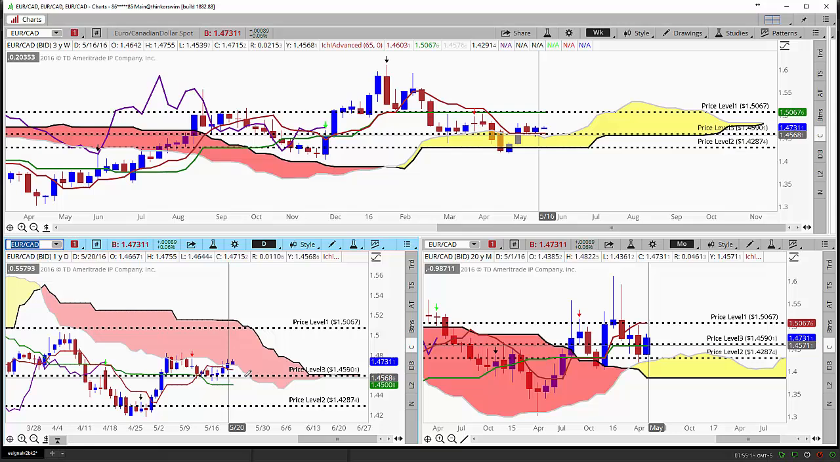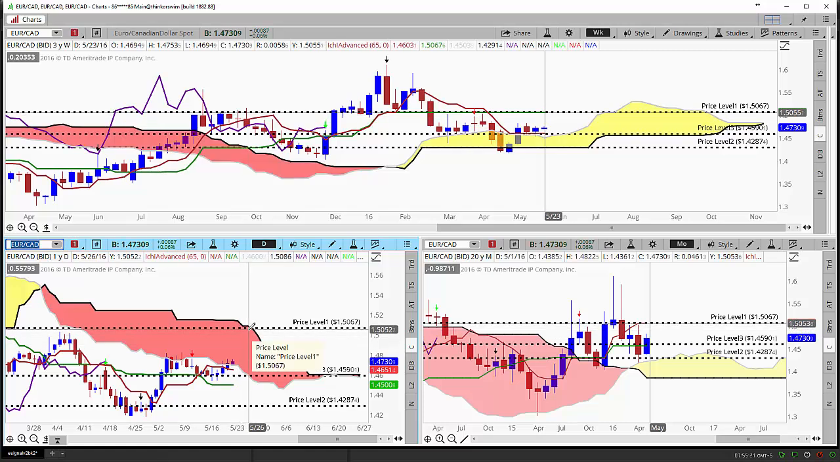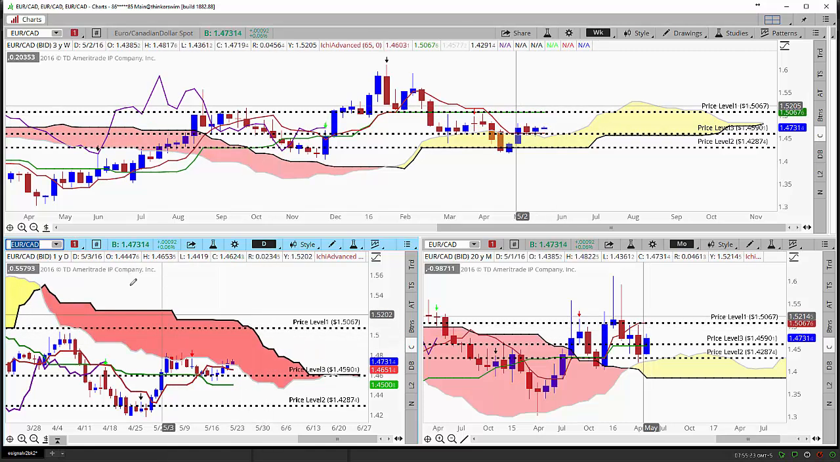And you could see the same thing here, because price now is closing the cloud here. So it looks like it's going to try to sit there and possibly go through that cloud to get to that resistance level there.